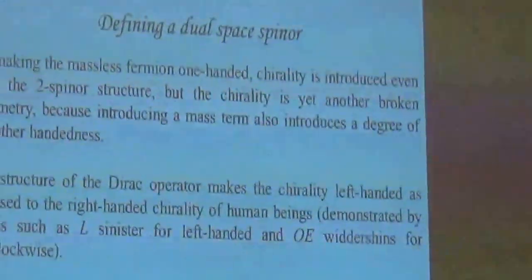I'm saying the chirality is yet another broken symmetry, because once you introduce a mass term, you introduce a degree of the other-handedness. And the other-handedness is the switching between the two spaces. I've just done this deliberately.